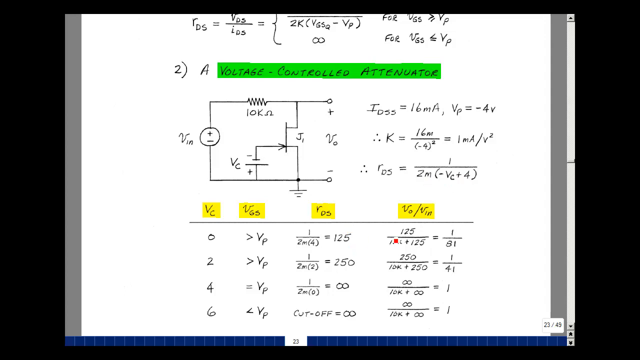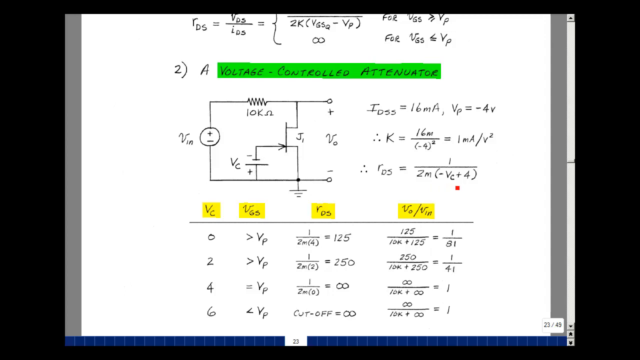There's a voltage divider with a 10K resistor of 125 over 10K plus 125, and that's 1 over 81. It's made 81 times smaller. If we let the control voltage be 2, we're still greater than pinch-off. And now we've got here a minus 2 plus 4, so we've got a plus 2. The reciprocal of that is 250 ohms. And that voltage divider is 1 over 41. It's 41 times smaller. If the control voltage is equal to 4, that's equal to the pinch-off.